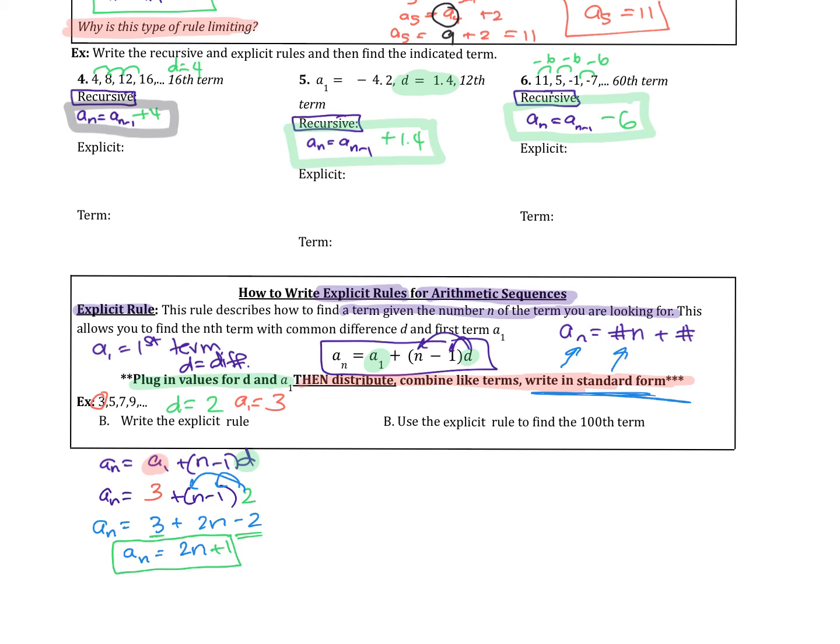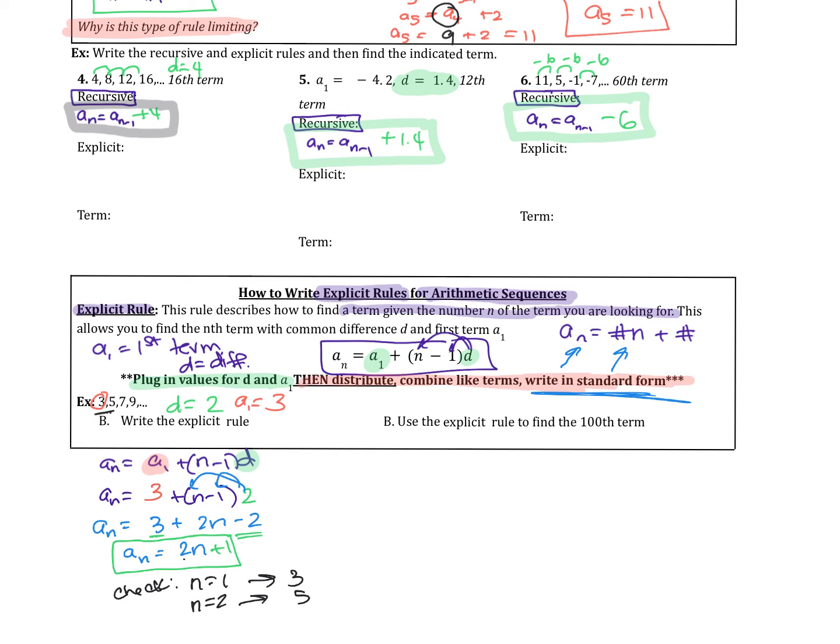Now let's check and make sure our rule works. The first term is 3. So if I plug in 1, when n equals 1, I should get 3. Is that true? 2 times 1 is 2 plus 1 is 3. Yep. Let's see. If I plug in 2, according to this, I should get 5. Does that work? 2 times 2 is 4 plus 1 is 5. So our rule is working. And it's nice to be able to check and make sure.